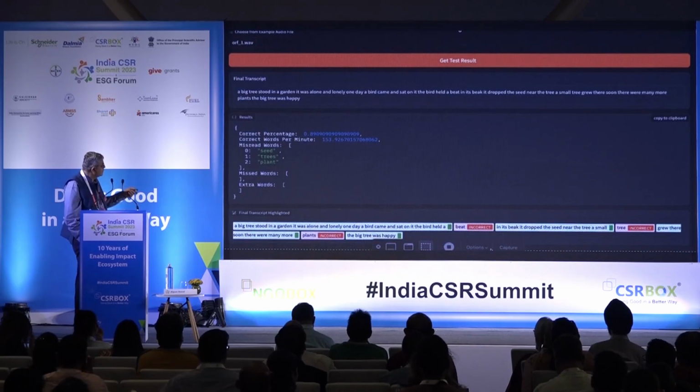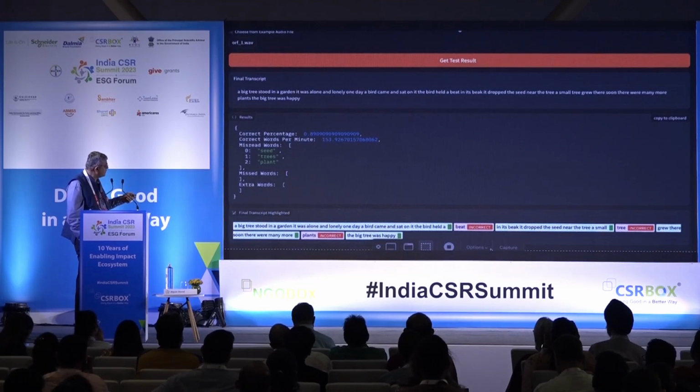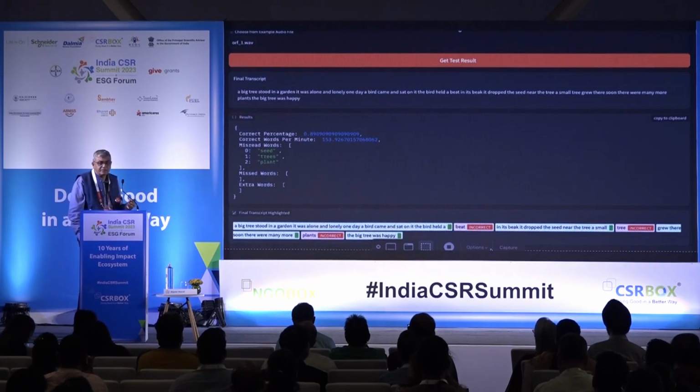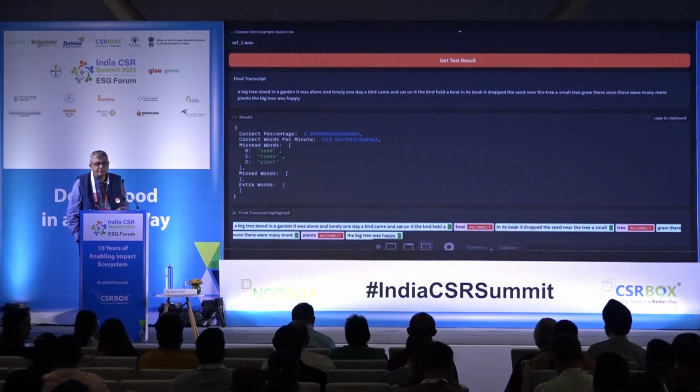So it tells you the correct percentage, correct words per minute, which words were misread, and so on. And all this data is being collected across the state in the backend. It's done in an anonymized manner. It's not tagged to individual students, but it tells us by location where the issues are in terms of reading.